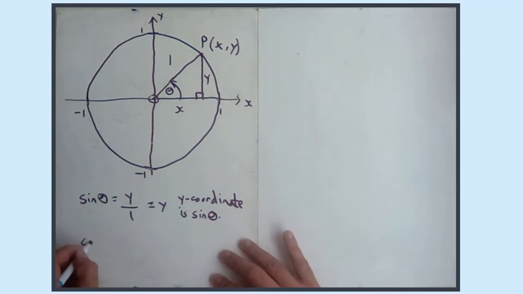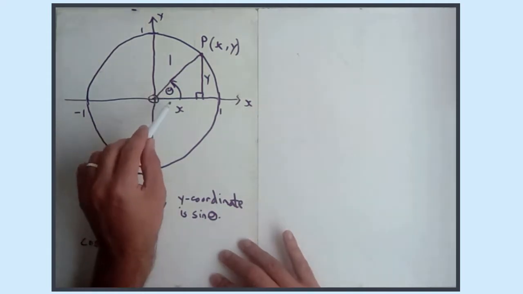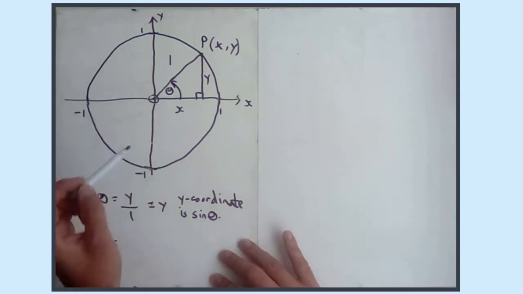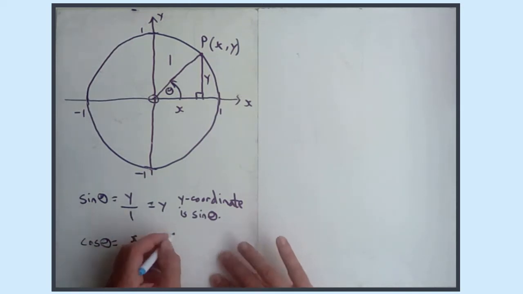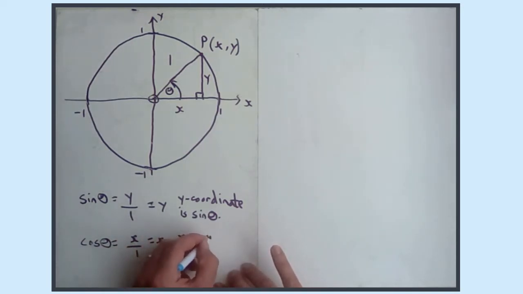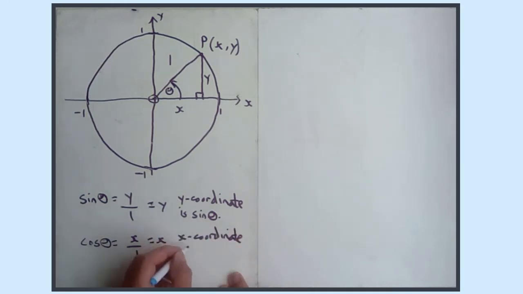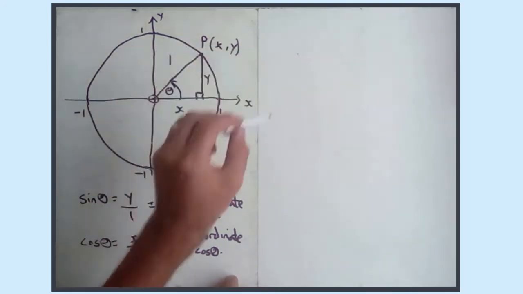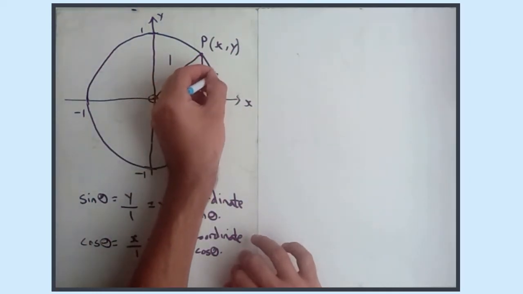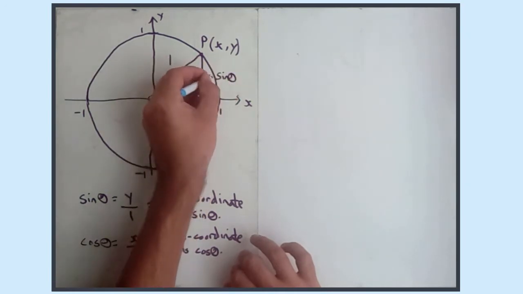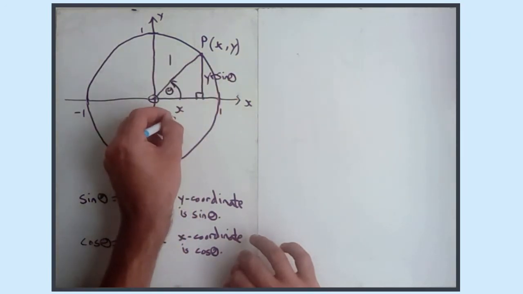In the same way, cos theta equals adjacent over hypotenuse, so that's adjacent x over hypotenuse 1. So that is x over 1, which just equals x. So that tells us that the x coordinate is cos theta, which means that we now know P is at x, y, but it also means that it is at cos theta, sine theta. Y we can now write as sine theta, and x we can write as cos theta.